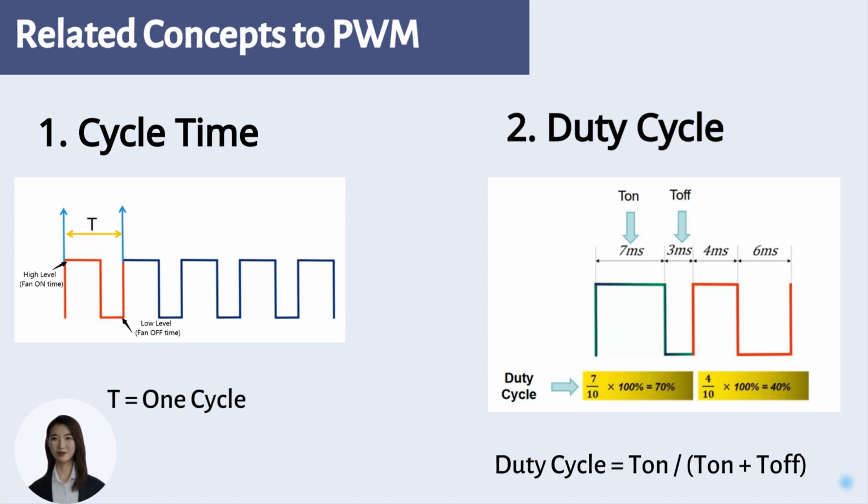Now, we are going to the most important concept, duty cycle, which is the ratio of the time PWM signal remains high level, on time, against one cycle time, saying the percentage of the time PWM signal remains at high level, on time. For example, regarding the first cycle in green color, PWM signal remains on high level, on time, for 7 milliseconds and low level, off time, for 3 milliseconds, so duty cycle is 70%. In the same way, we can get the duty cycle for red waveform, 40%.